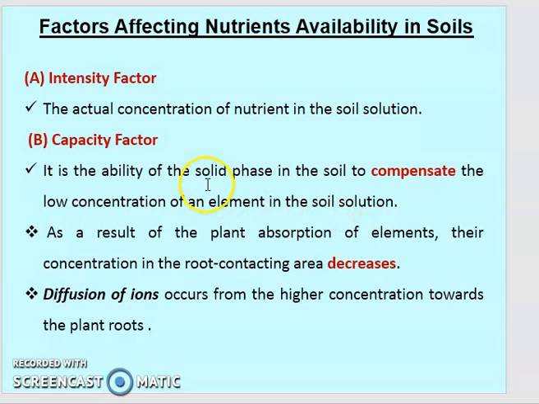So sandy soil has a low capacity factor, while clay soil has a high capacity factor. As a result of the plant absorption of element, their concentration in the root contacting area decreases. Diffusion of ion occurs from the higher concentration toward the plant root.